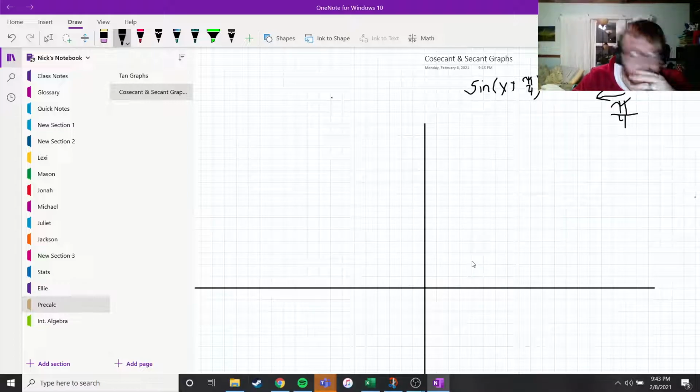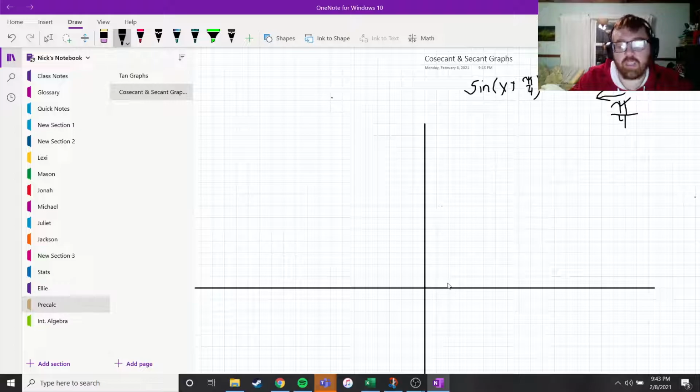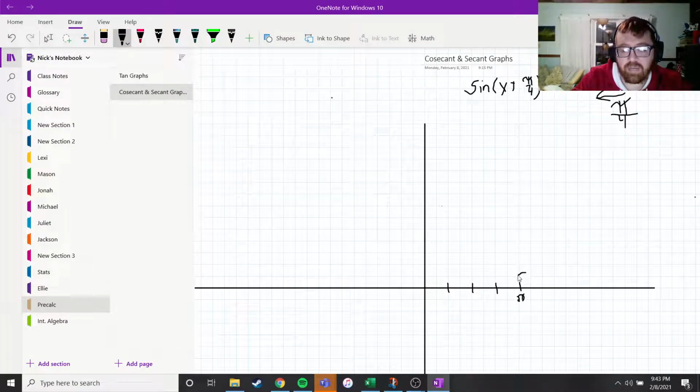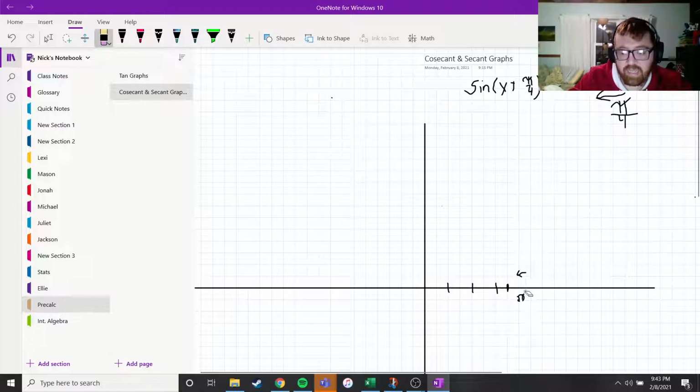Alright, so usually we have pi over 2, pi, 3 pi over 2, 2 pi, right? And those are our points. We would end up at 2 pi. Now our period is still 2 pi, however we're going to shift it left pi over 4. So that means that now we are going to be looking at ending. Our ending point is going to be 7 pi over 4.